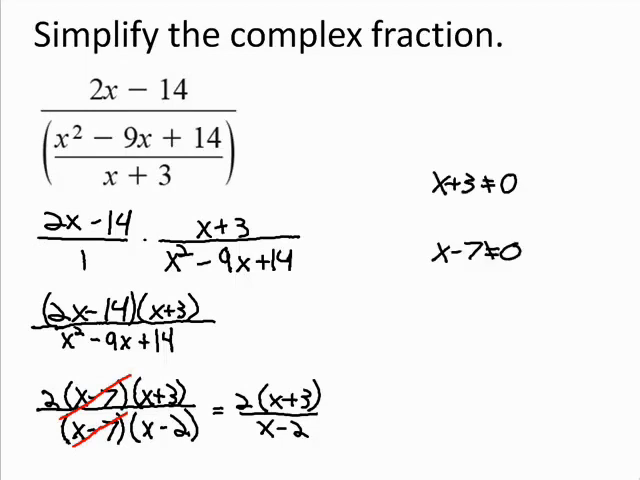Solve each of these for x. In the first one, subtract 3 from each side. X cannot equal negative 3. In the second one, add 7 to each side. X cannot equal 7. The simplified expression is 2 times the quantity x plus 3 divided by x minus 2, where x is not equal to negative 3 and x is not equal to 7.